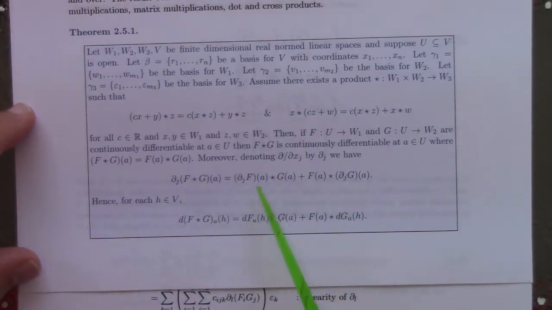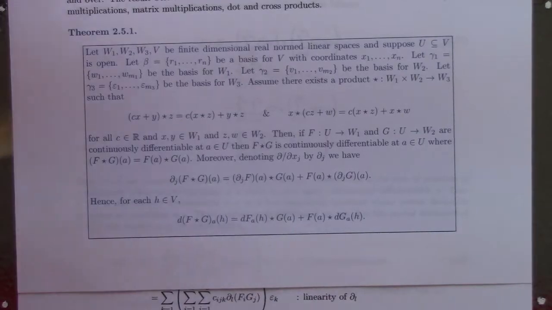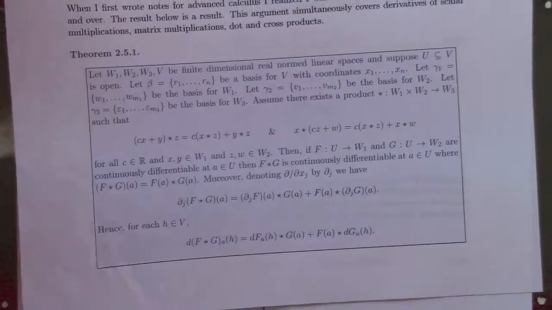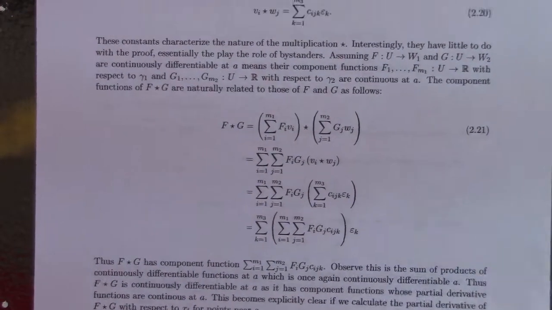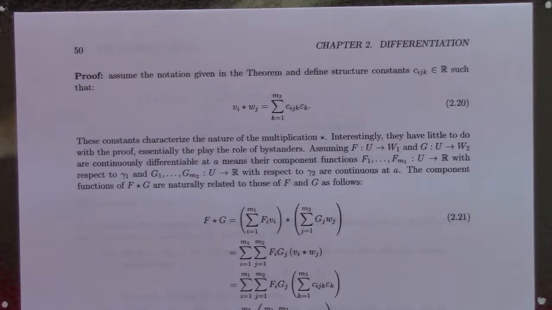And so, of course, from that you can build, likewise, the formula for the differential. The differential of f star g at a, applied to h, is the differential of f at a applied to h, star g of a, plus f of a star the differential of g at a applied to h. This is the product rule. Let me show you how to prove it. So the reason I did this, well, let me skip the reason. Let's just go to the proof. I'll talk about reasons when I've got reasons in front of us.